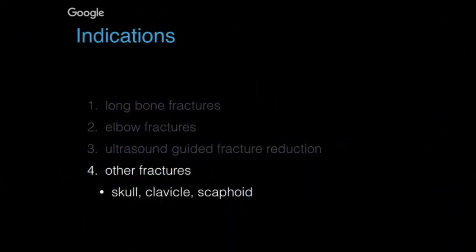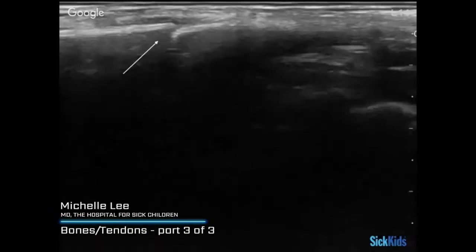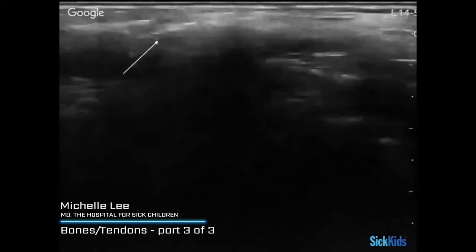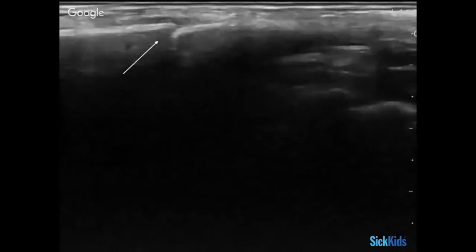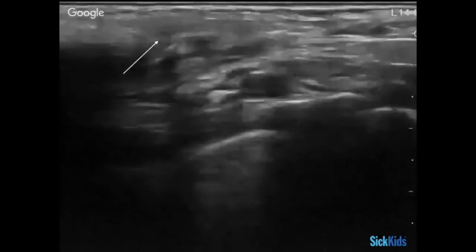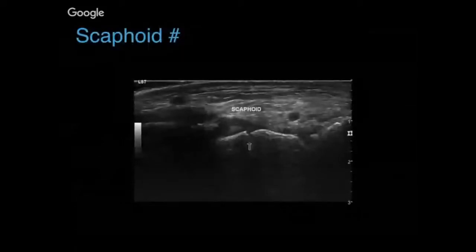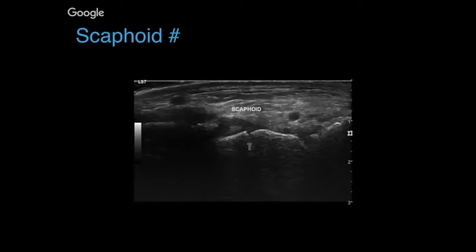And then in terms of other fractures that you may be able to see, the literature talks about clavicles. You could take a look at their probe, and can you guys appreciate the cortical disruption there, pointed out by the arrow? And then they also mentioned scaphoid fracture. But the smaller the bone, the higher the technical challenge that comes with it. So just a word of caution there as well when you're scanning smaller bones.